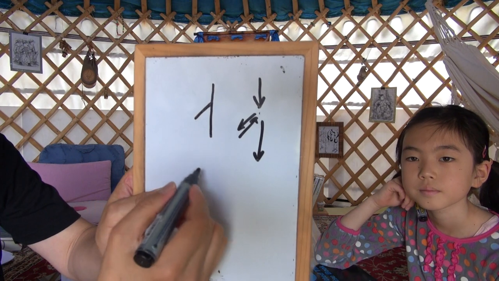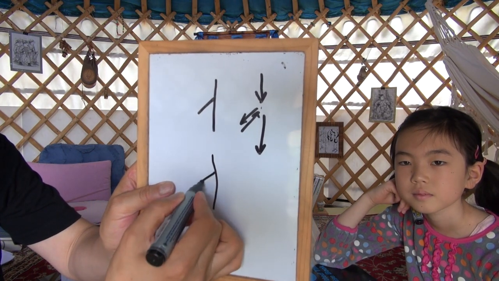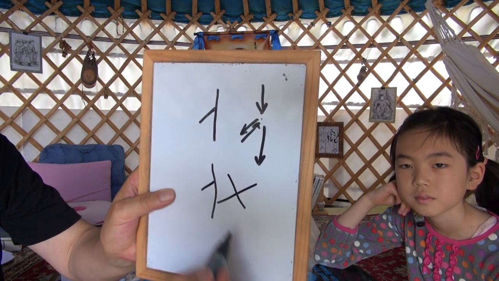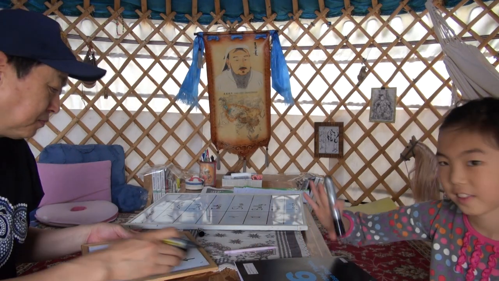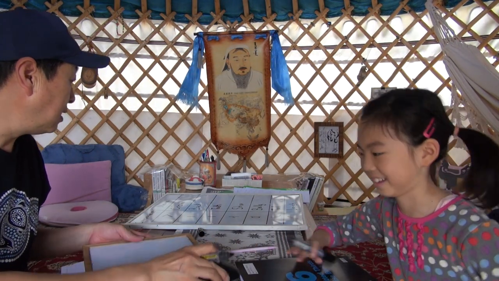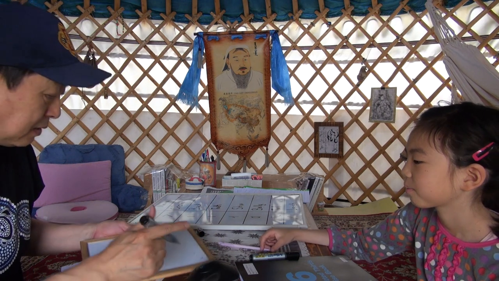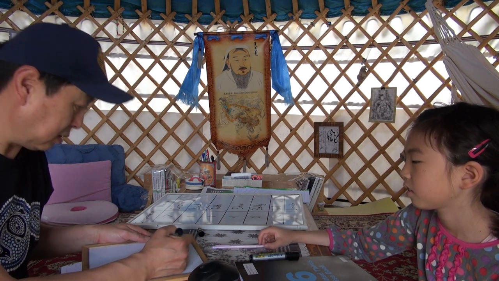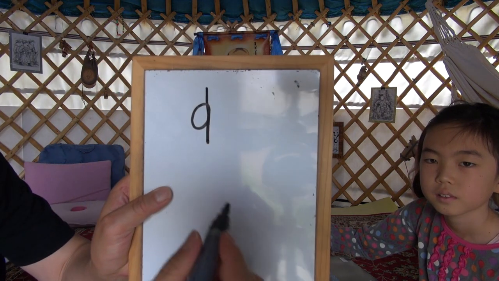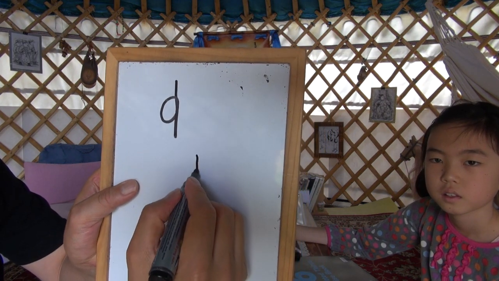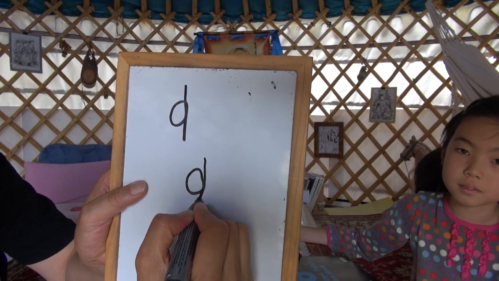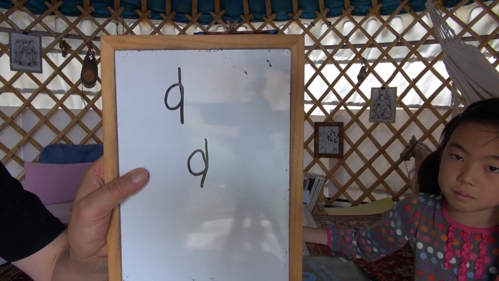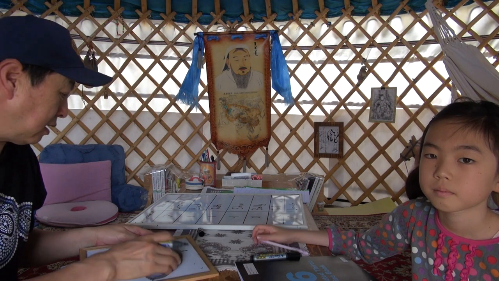The wrong way to write this one is you write a line and then do this. This is the wrong way, okay? Don't ever do that, like I did. And then the belly. Belly is go down, one circle, go down. So this is the belly, how to write it.